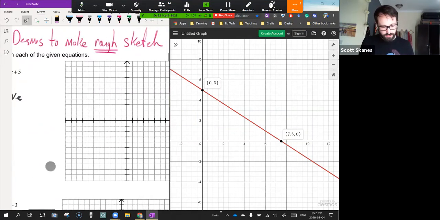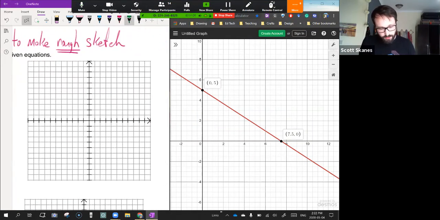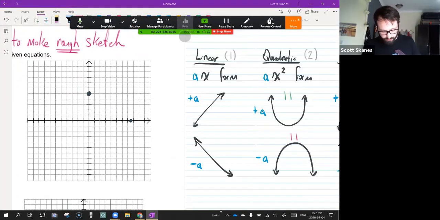So I can sketch this now. I'm going to put a point at 0, 5. And at 1, 2, 3, 4, 5, 6, 7.5, I'm going to put a point there, and I'm just going to connect them. And you should probably use a ruler for that. In fact, you should use a ruler, and I'm going to use a ruler as well. I've got all the points I need, so I can get rid of Desmos.